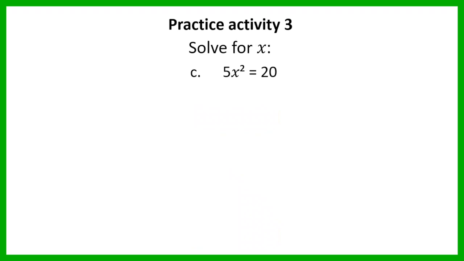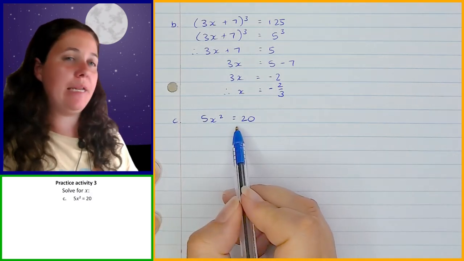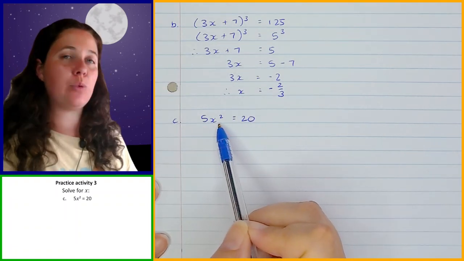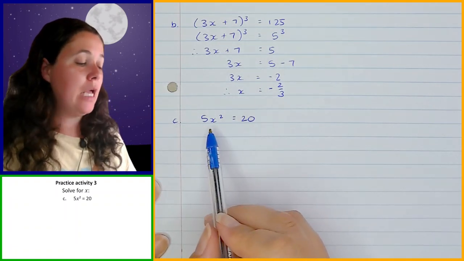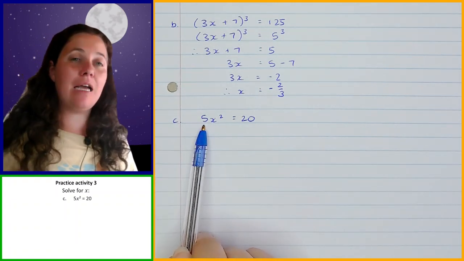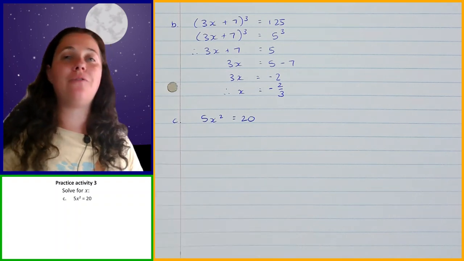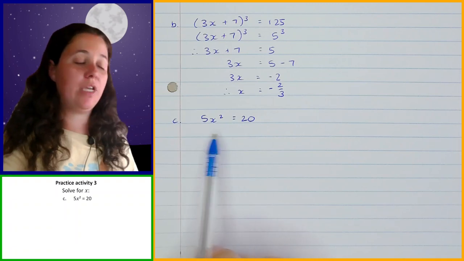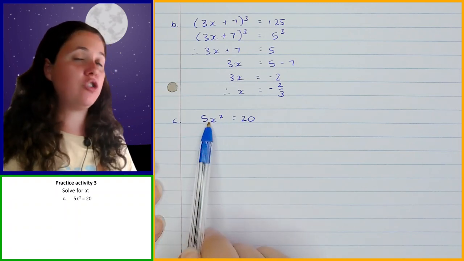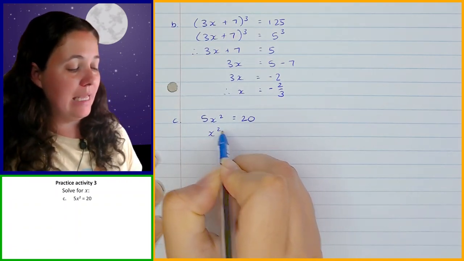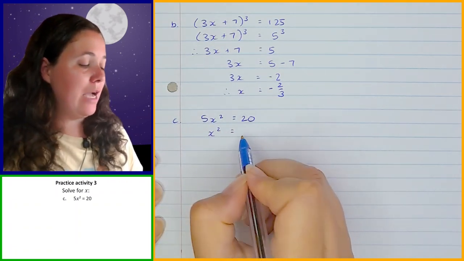Okay, so question C, let's see how you did with that question. We've got 5x squared equal to 20. So now I don't have any terms that I need to move around, like 5x squared plus something or minus something. But I can't solve this equation if I keep the 5 with the x squared. So just like if I had 5x equal to 20, I would have to divide both sides by 5, I'm going to do the same thing over here. I'm going to divide both sides by 5 so I have just the x squared equal to something. So when I divide by 5, I get x squared equals 20 divided by 5, which is 4.